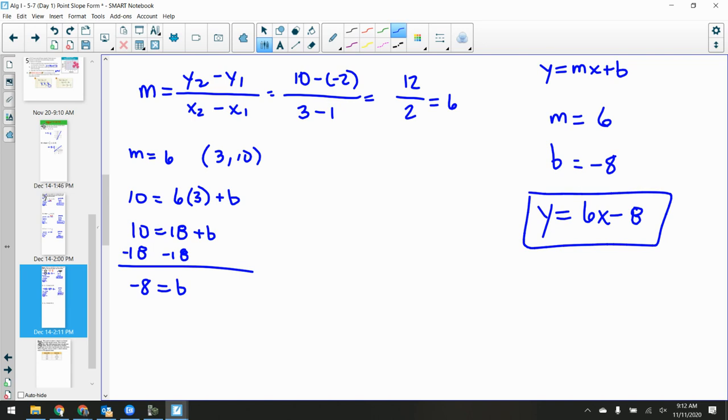Again, don't lose sight of the end goal. The end goal is to create the equation. Given your points, I have to find our m and our b values.